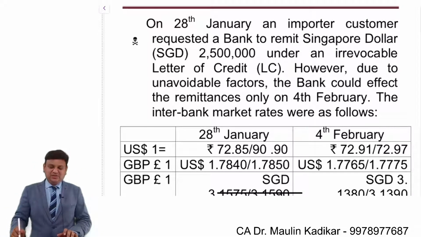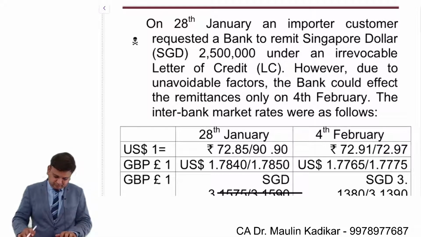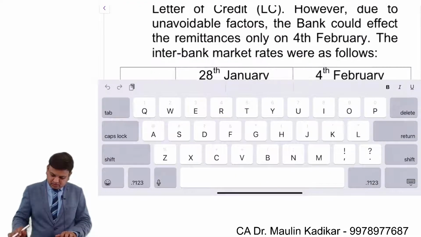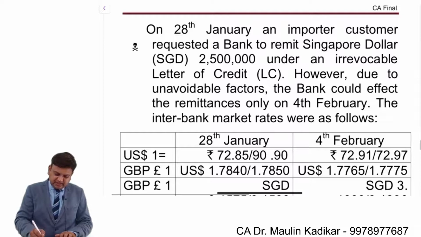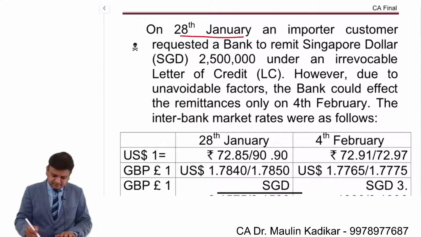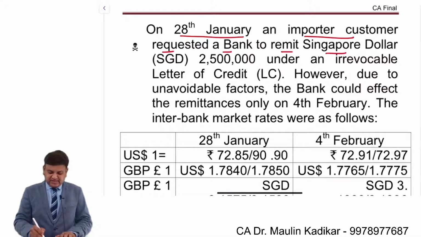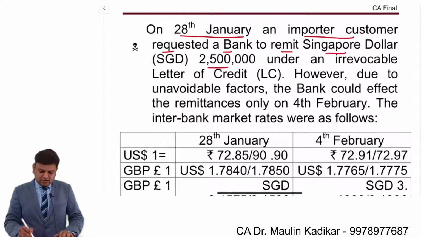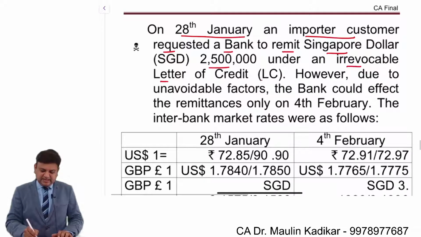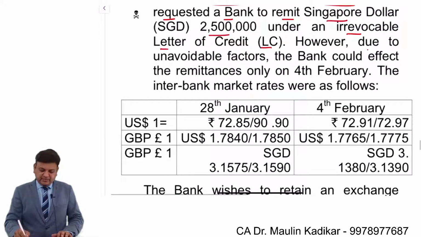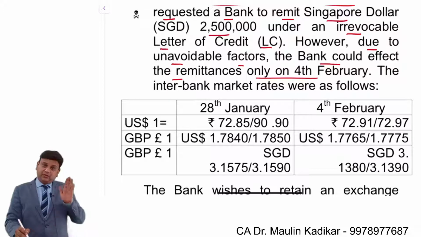Let us see our next question. On 28th of January, an importer customer requested a bank to remit Singapore dollar 25 lakhs under an irrevocable LC. However, due to unavoidable factors, the bank could affect the remittance on 4th of February.